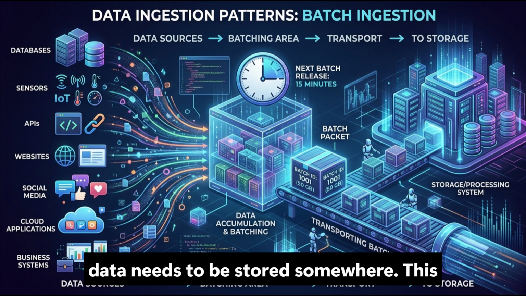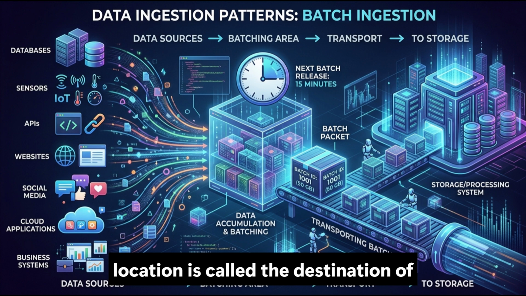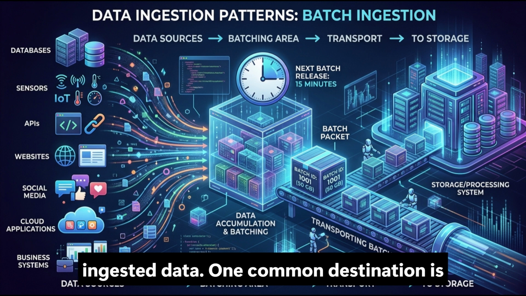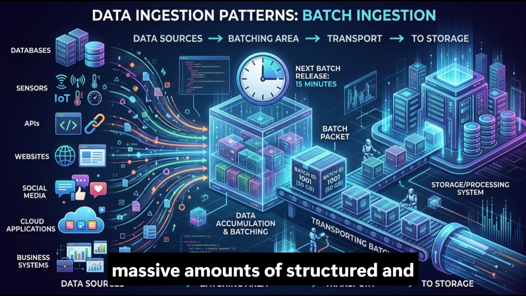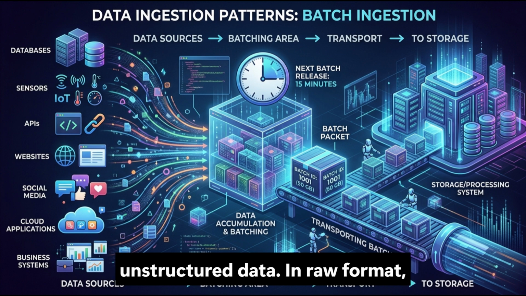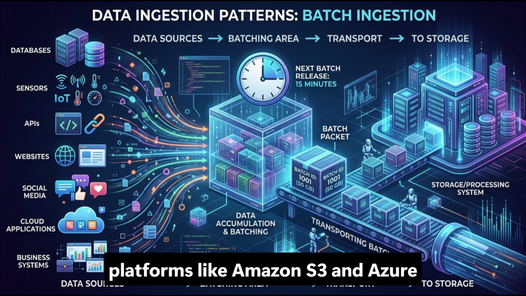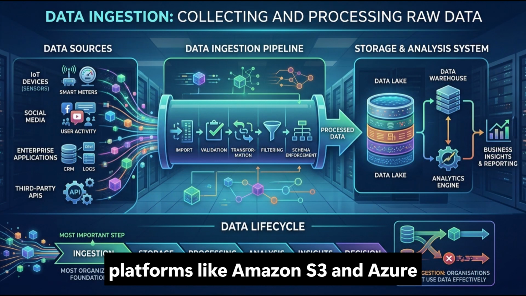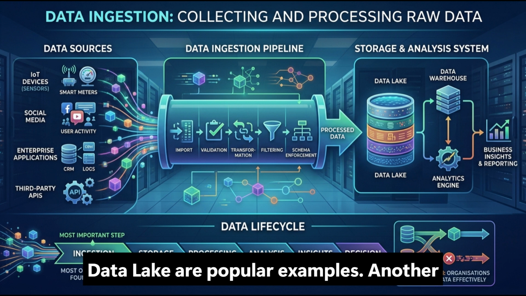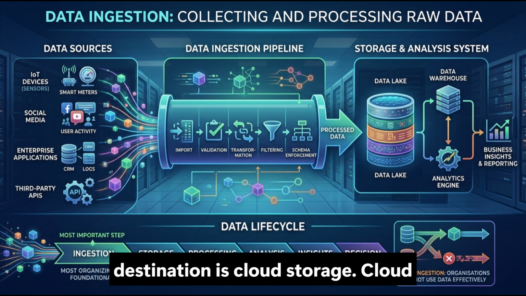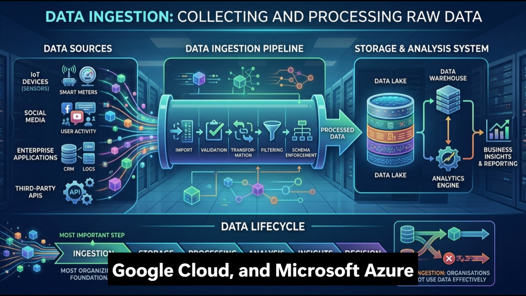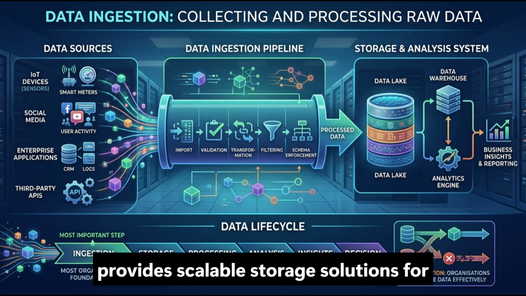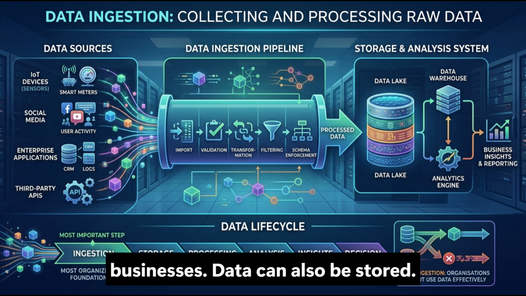After ingestion, data needs to be stored somewhere. This location is called the destination of ingested data. One common destination is a data lake. A data lake stores massive amounts of structured and unstructured data in raw format. Platforms like Amazon S3 and Azure Data Lake are popular examples. Another destination is cloud storage. Cloud providers such as Amazon Web Services, Google Cloud, and Microsoft Azure provide scalable storage solutions for businesses.